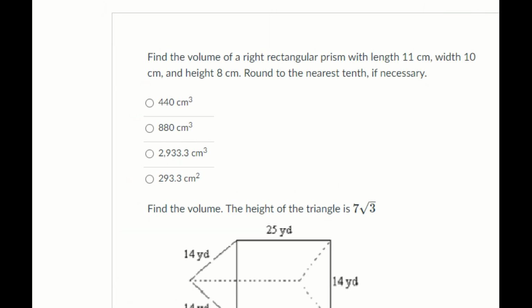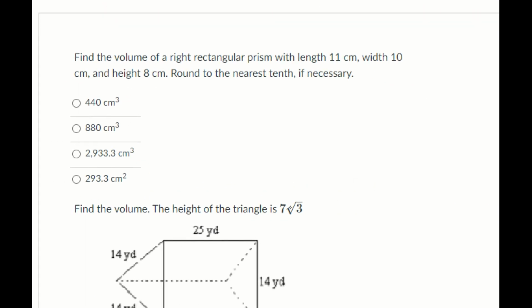All right, find the volume of a right rectangular prism with a length of 11, width of 10, and a height of 8. Volume of a rectangular prism is pretty easy. Just use LWH, or you can use capital B times capital H. It's the same thing. 11 times 10 times 8 is the bottom line. So 80 times 11, so 8 times 11. So it's going to be 880 centimeters cubed.